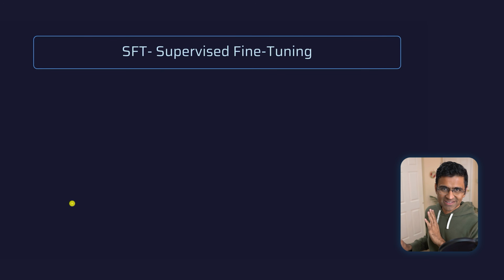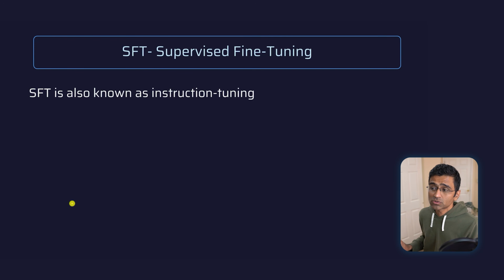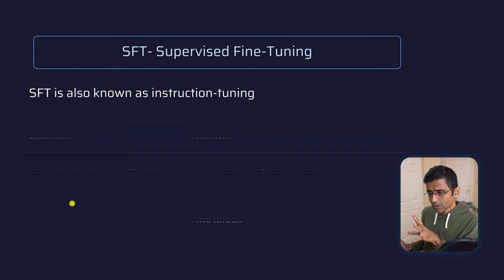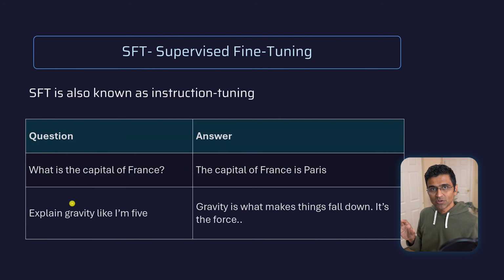Now comes an interesting step, which is supervised fine-tuning. It is also known as instruction tuning. Here, you will give your model question and answer pairs, and you will make it more like ChatGPT. See, in pre-training, it is just completing the next token. But here, you ask a question, and it will generate the answer.